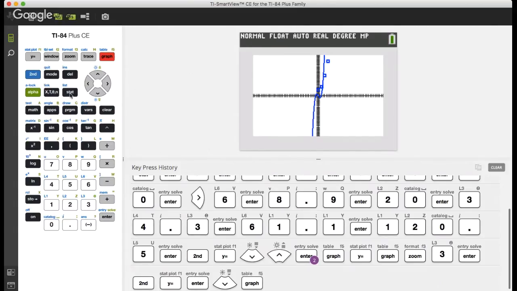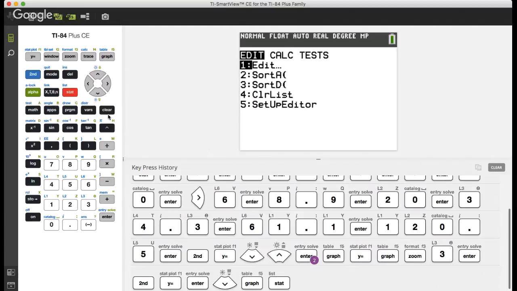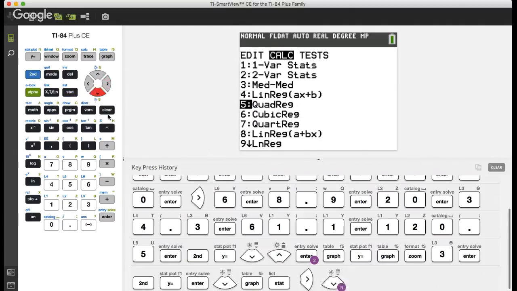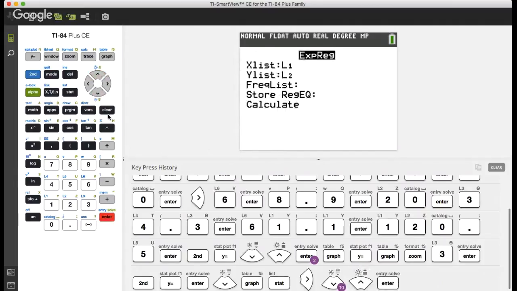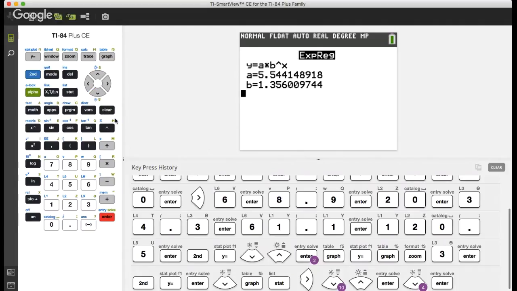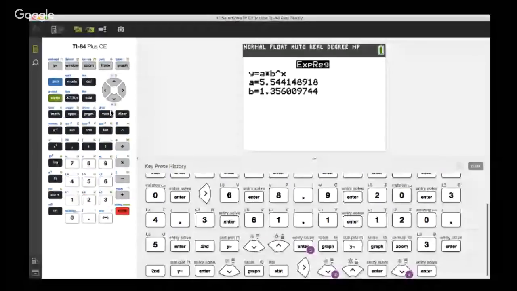So then if you go to stat here, go to calc, and then go to exponential regression. Remember, we put L1 in X, L2 in Y. If you press calculate, you'll see that the actual answer would be 5.54 times 1.36 to the X power, and that'll be Y equals that. So just a heads up on that. I want to make sure I put you through those.